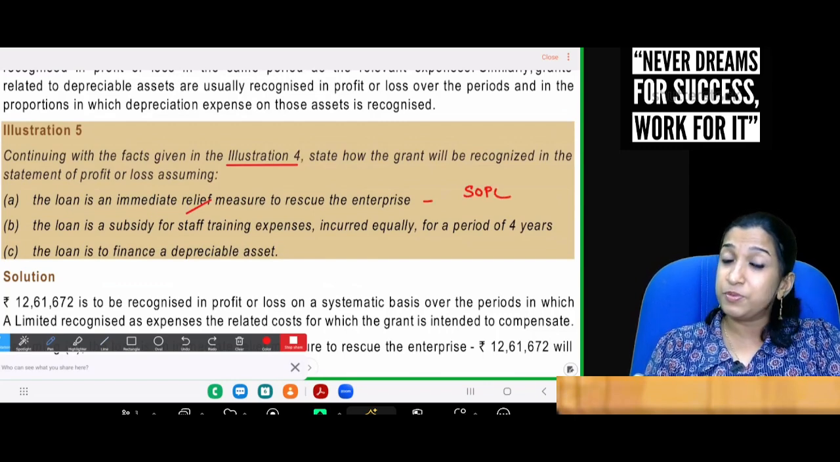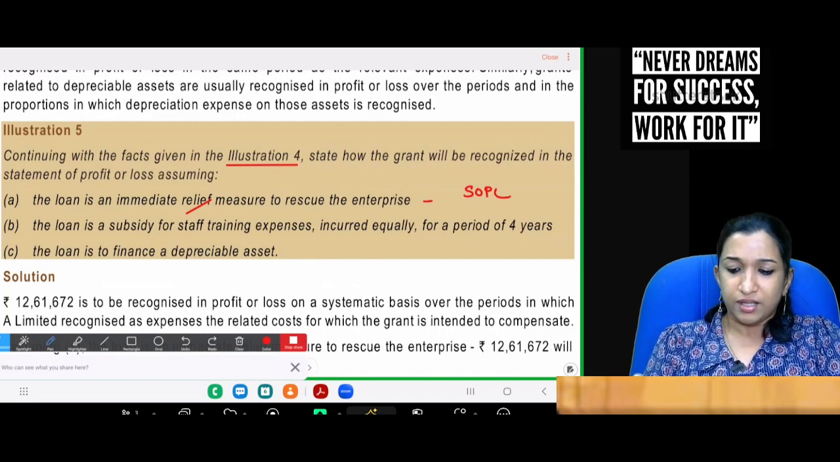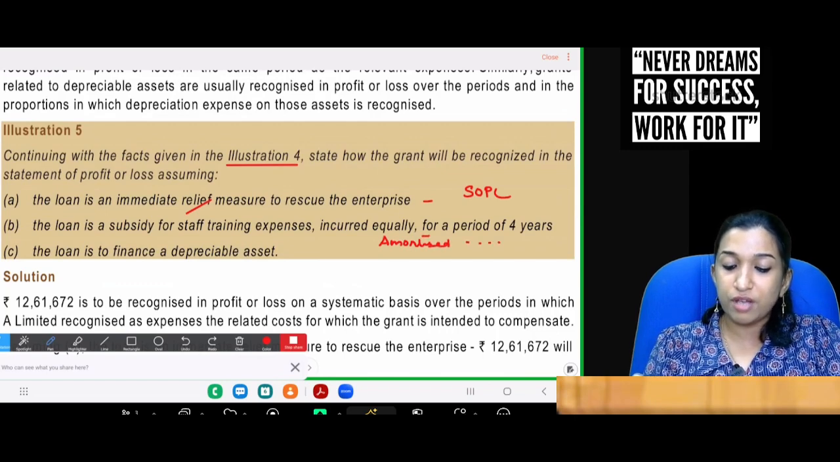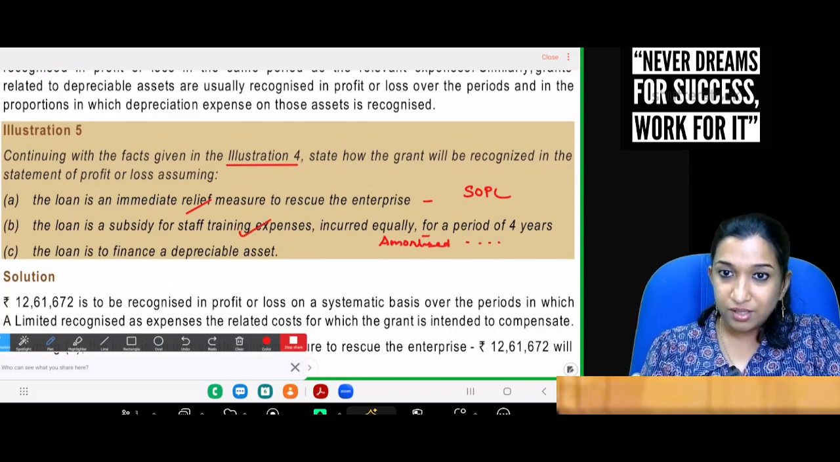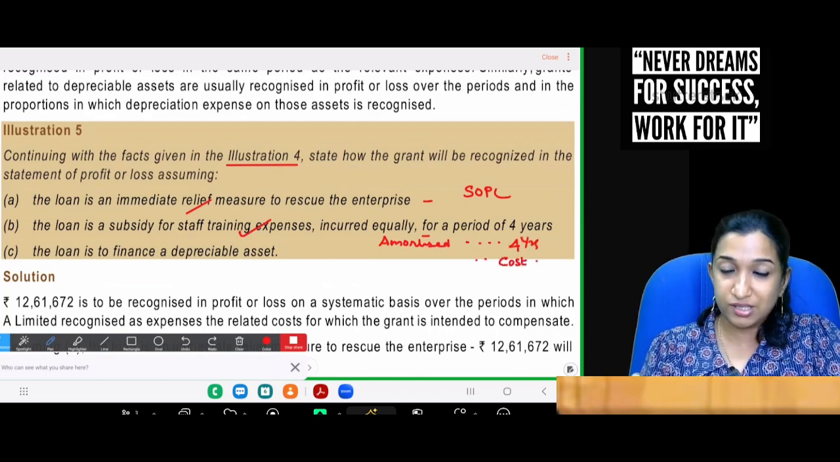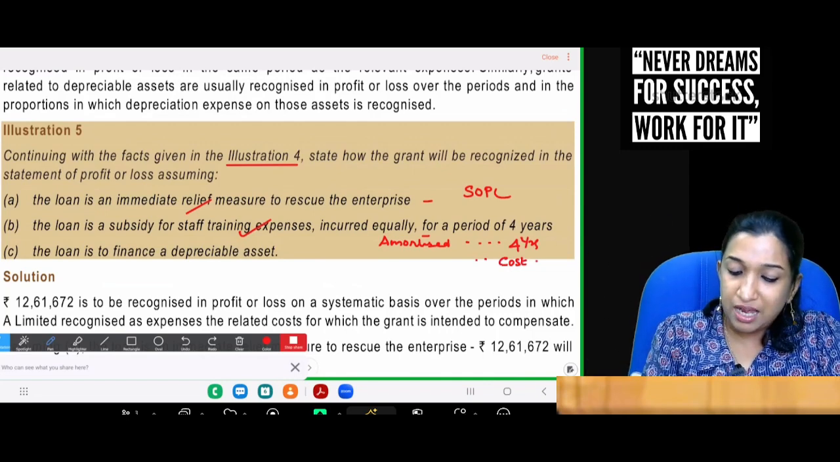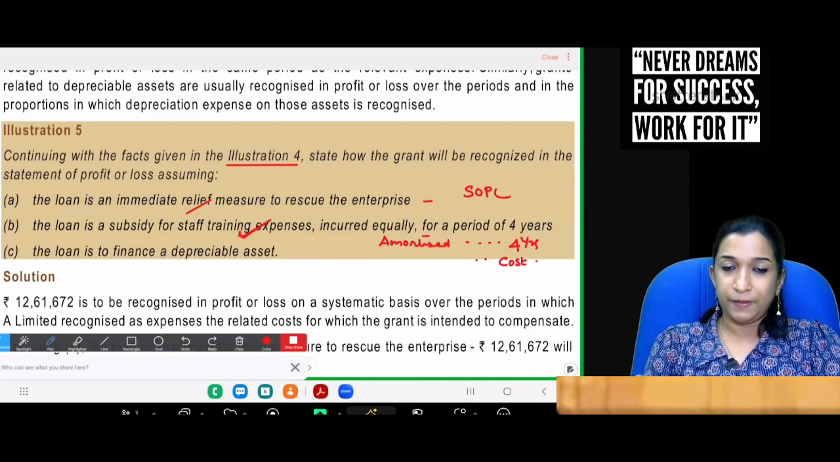If the loan is a subsidy for staff training expenses incurred equally over a period of 4 years, then it will be amortized to P&L in the ratio of cost of satisfying conditions. Amortized to P&L over 4 years in the ratio of cost of satisfying conditions. It can either be shown as other income or deducted from the staff training expenses incurred.